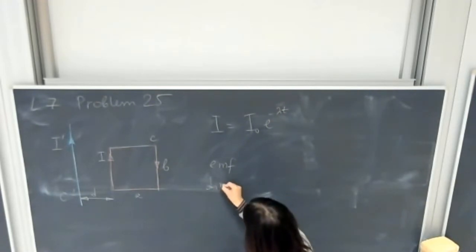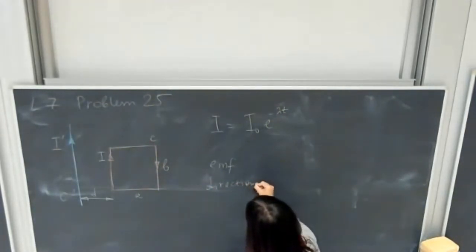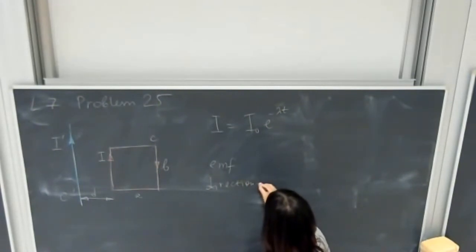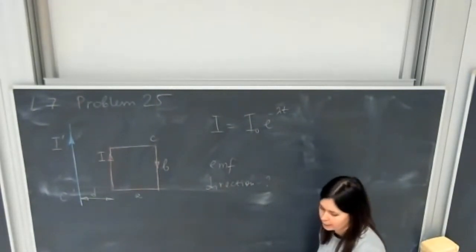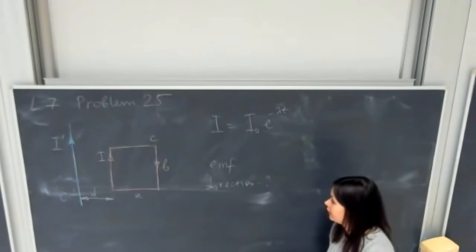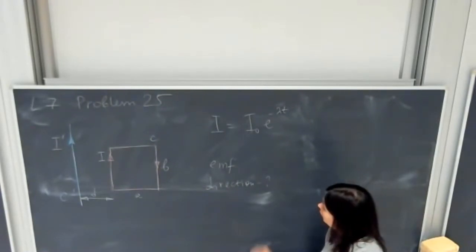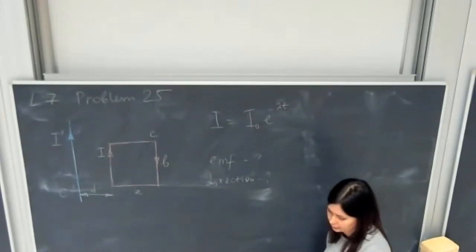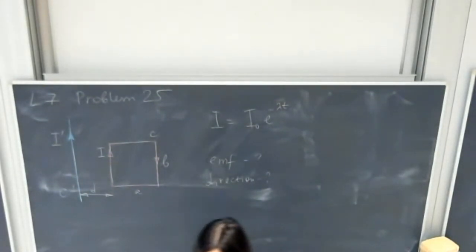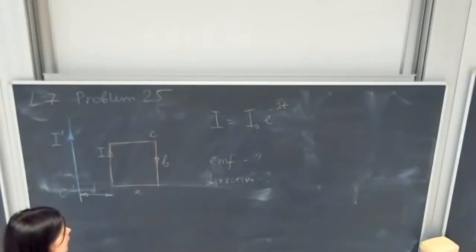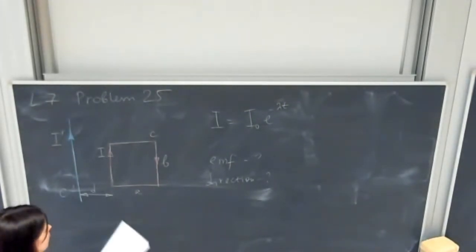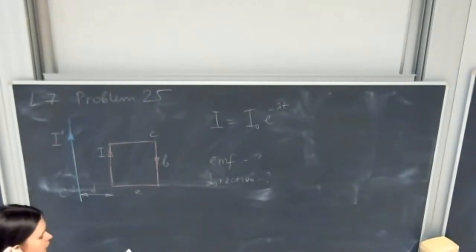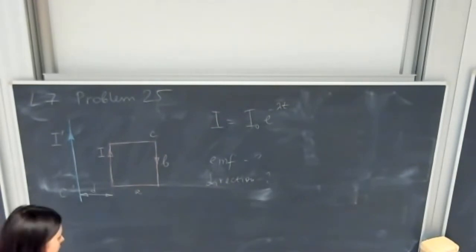And then what's the direction? What would be the direction of the induced current? EMF and the direction of the current. So electromotive force is a voltage. So we need to find the voltage induced in this rectangular circuit.